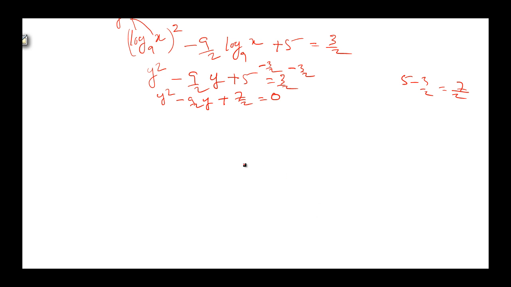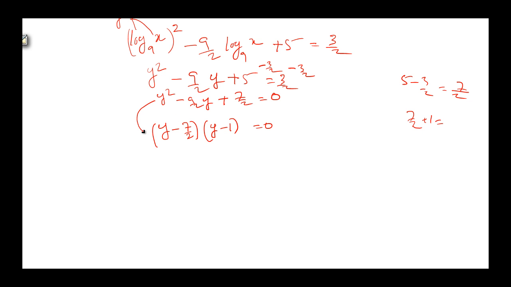Okay, you can search for two numbers whose product is 7 by 2 and whose sum is minus 9 by 2. So obviously both numbers are negative, so one can be written as minus 7 by 2 and the other one is minus 1. So (y minus 7 by 2) into (y minus 1) equal to 0. The product of minus 7 by 2 and minus 1 gives you 7 by 2, and the sum of minus 7 by 2 and minus 1 gives you minus 9 by 2.